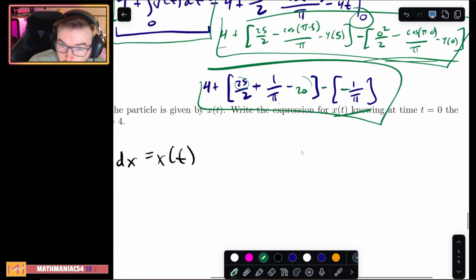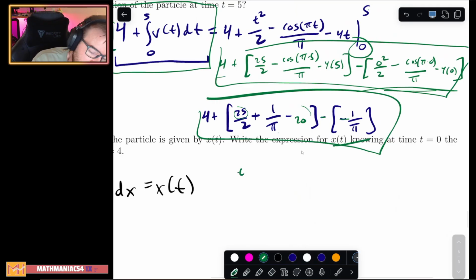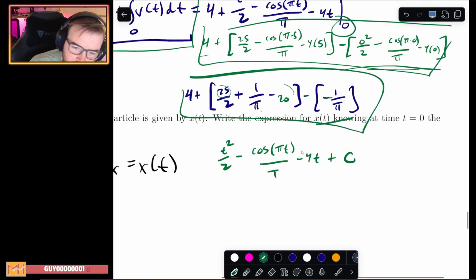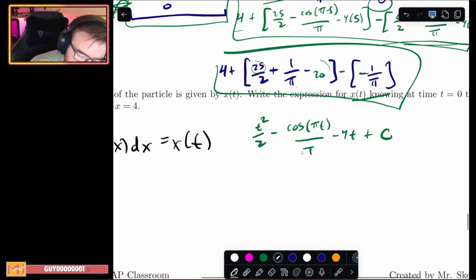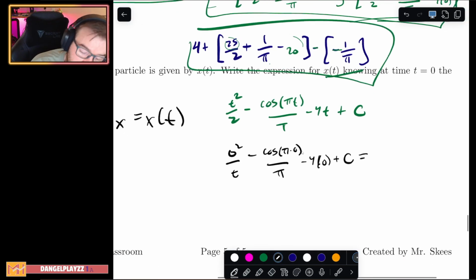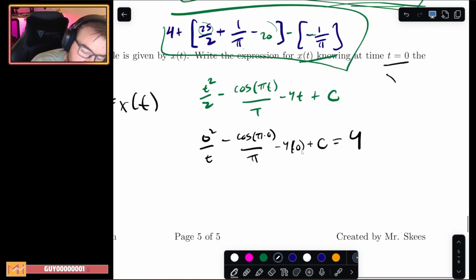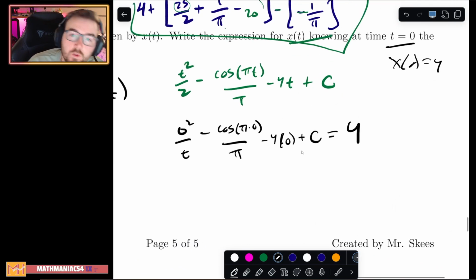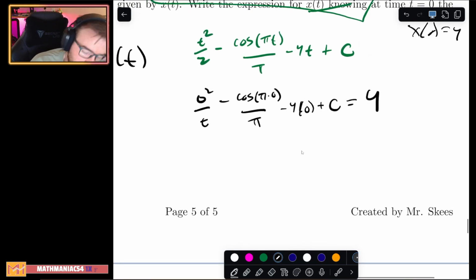But what were the scoring guidelines imagining? They were imagining that you integrated, had a plus c, and then plugged in 0 for t, and set it equal to 4, right? Because when you plug 0 into your function, you get 4. So this would allow us to solve for c. Oops, that's a 2, not a t. So this just gets zeroed out. This just gets zeroed out.